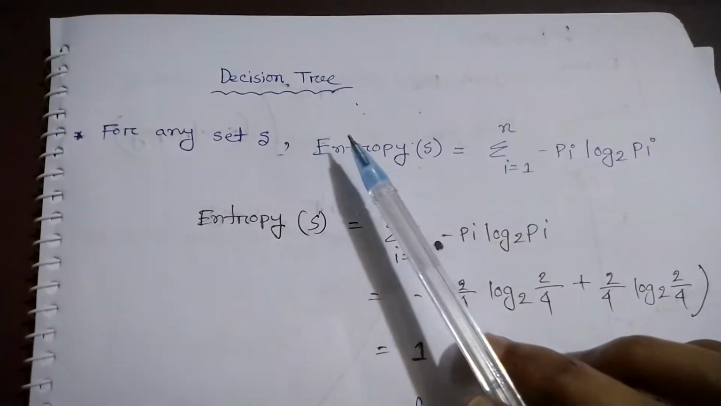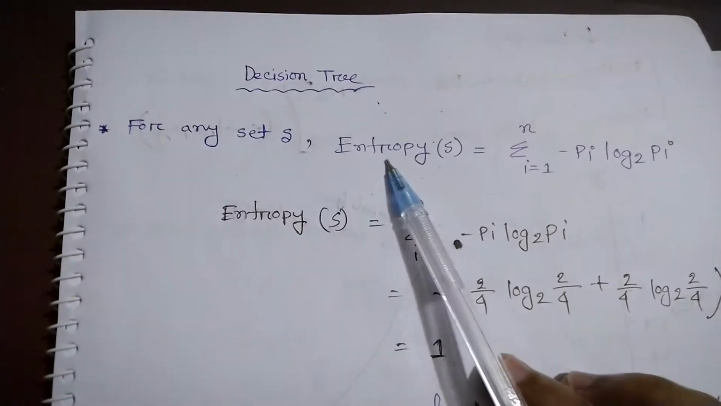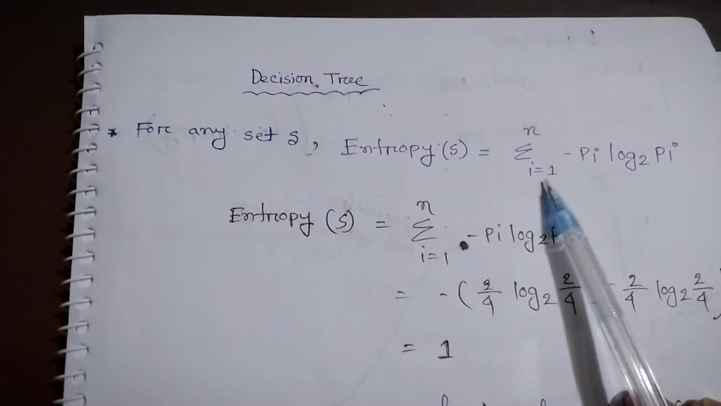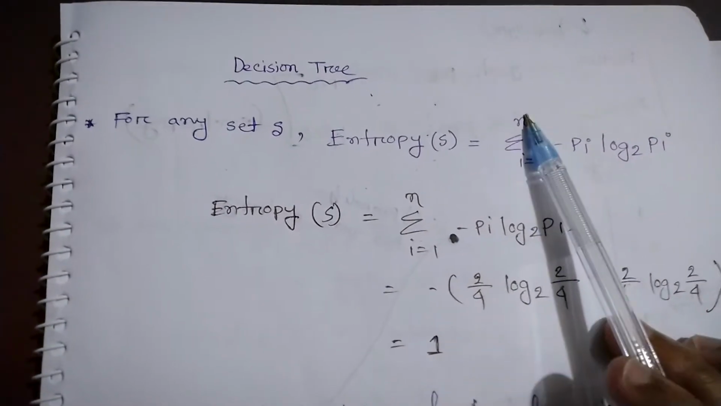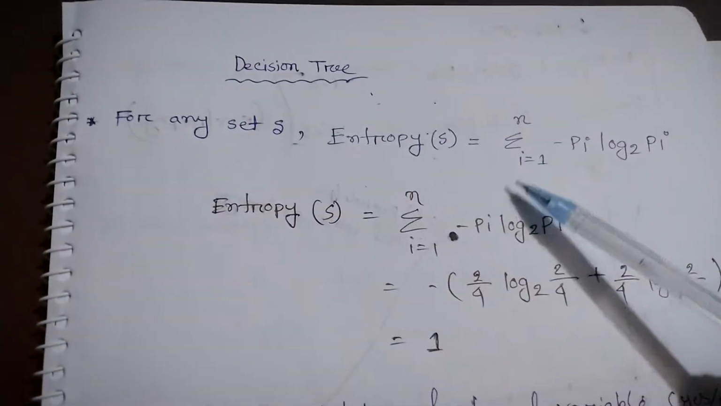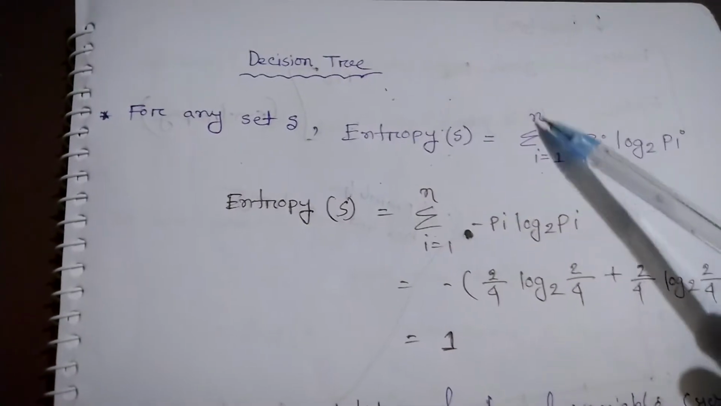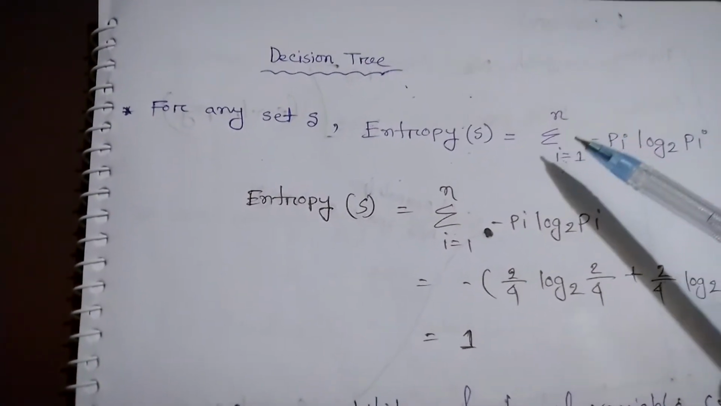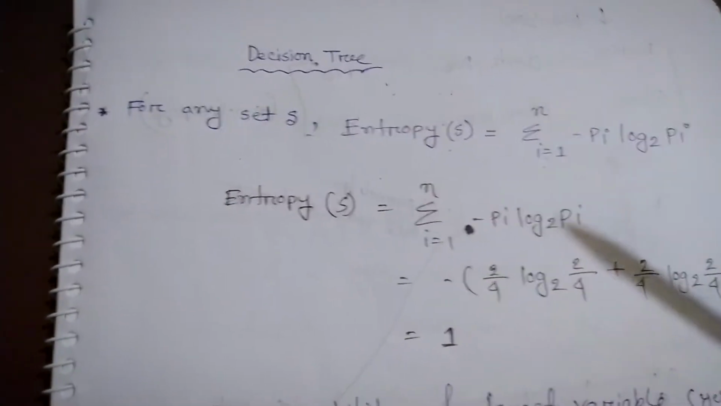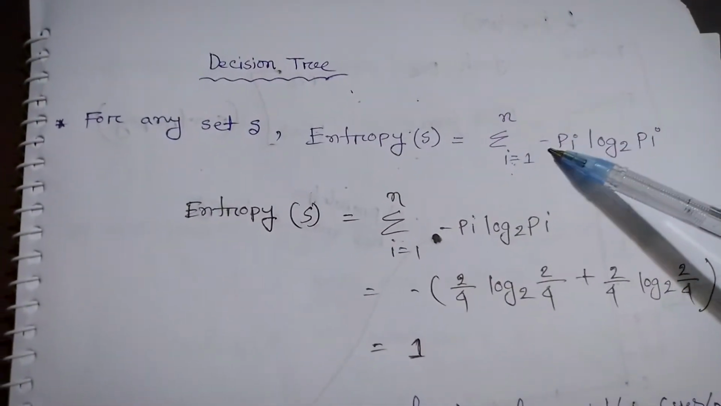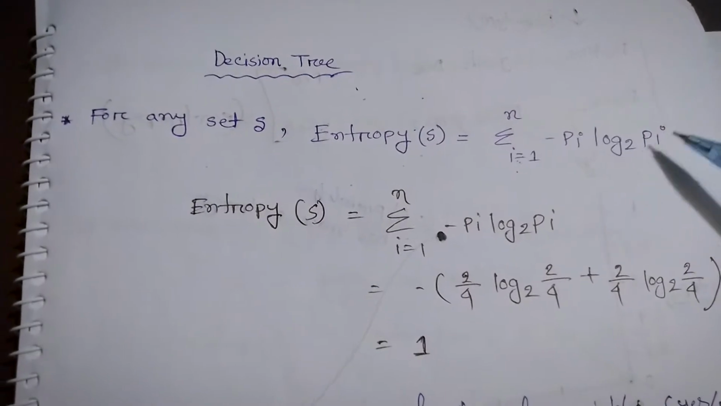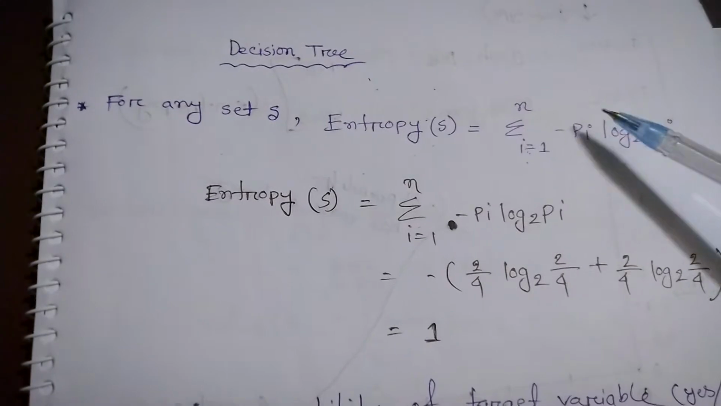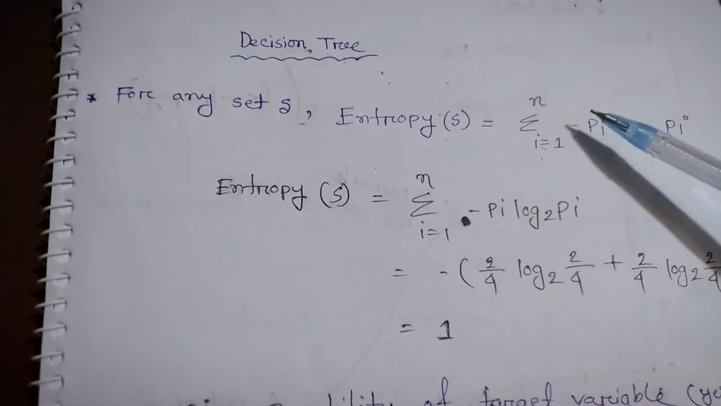So in the beginning you should learn a formula: for any set S, the entropy of S is equal to the summation from i equals 1 up to n, based on your dataset. If your dataset is 100, the i goes up to 100. If you have 10 data points, it will go from i equals 1 to 10. And the main formula is minus pi log2 pi. pi is the probability of that event happening, yes or no.